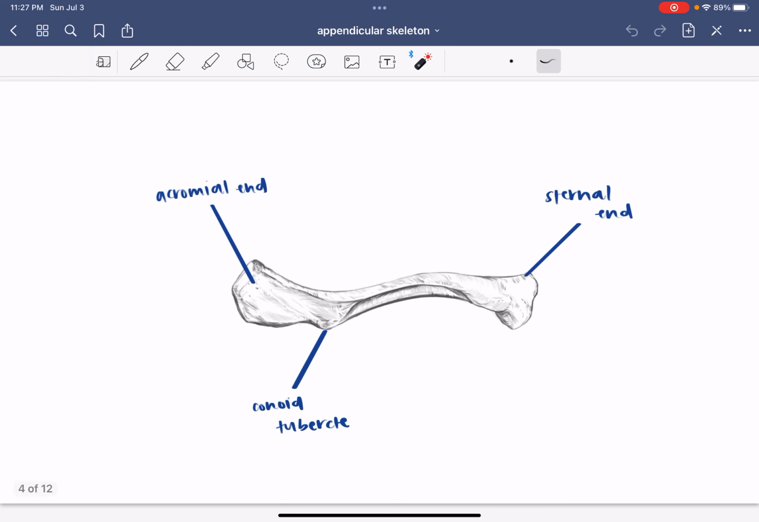Moving on, there is the clavicle. Here is the acromial end of the clavicle where it will articulate on the acromion of the scapula. Here is the sternal end that will articulate with the manubrium of the sternum. This bump right here is the conoid tubercle.